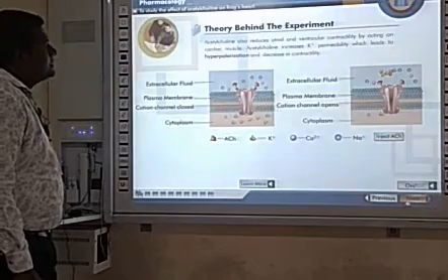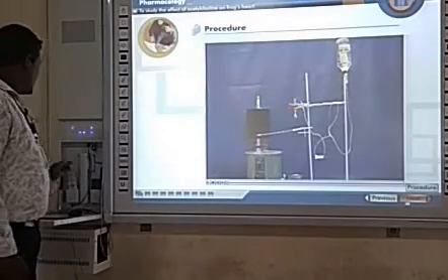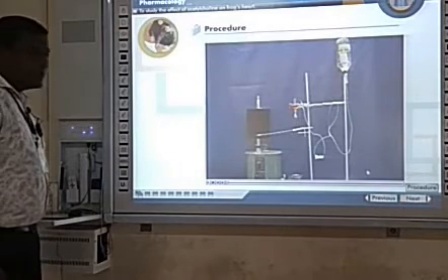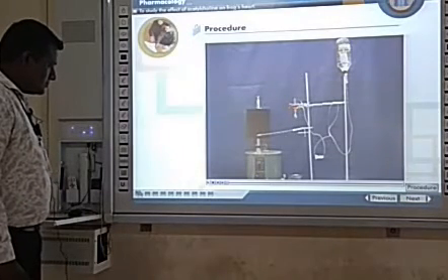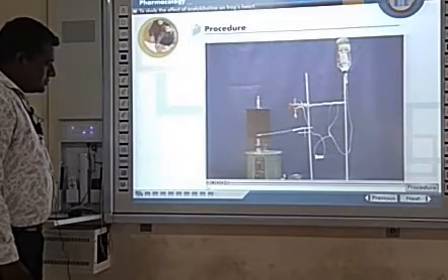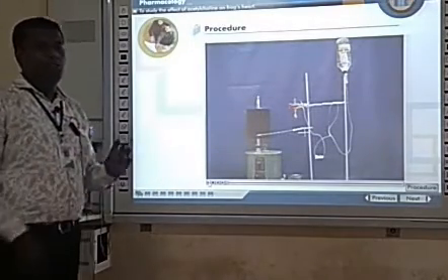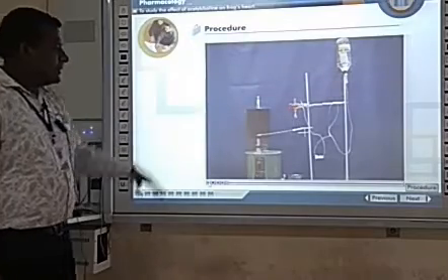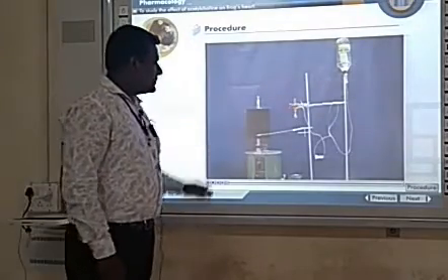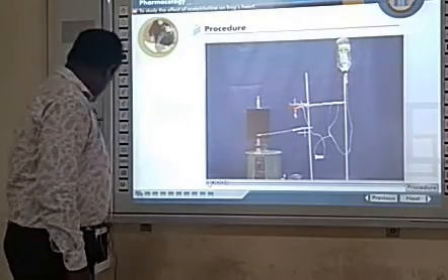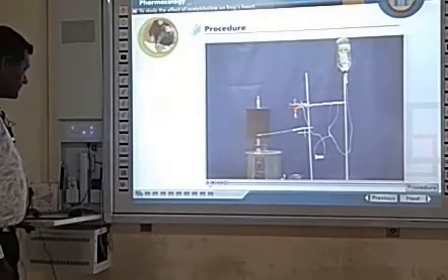So next, the procedure. What is the procedure? See this video. Previously we have seen the videos of isolation of the heart. After isolation, we have set up these equipments. We will see this video.